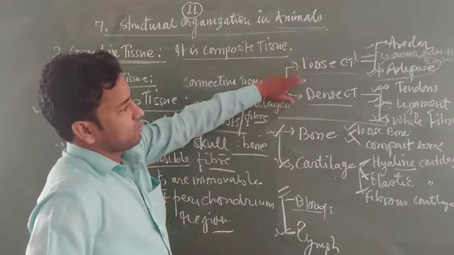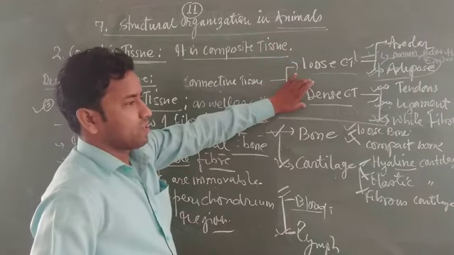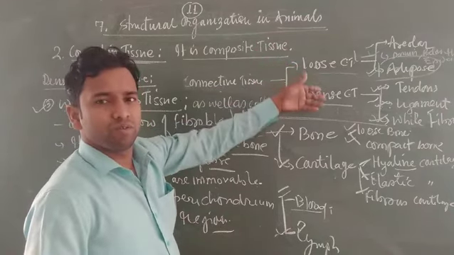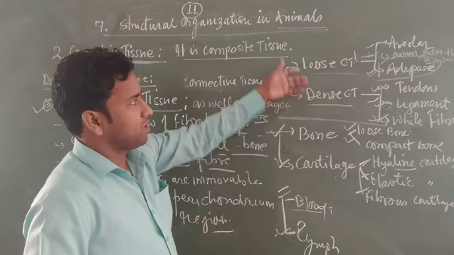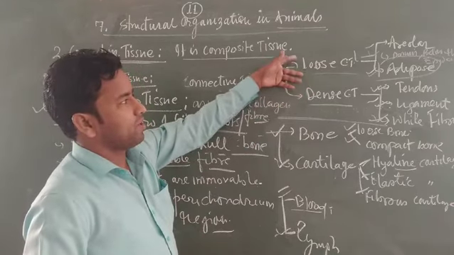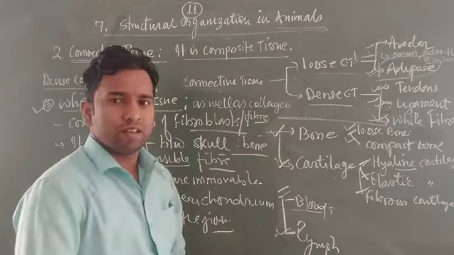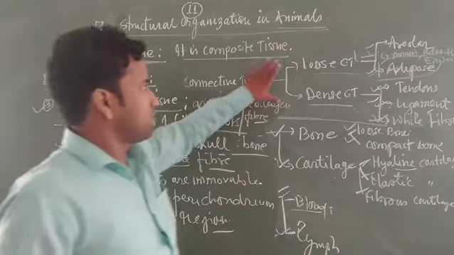Okay, so in this one the fibers are predominant over the matrix as well as the cells, but in loose connective tissue the cells are predominant over the matrix as well as the fibers. This is the basic difference between the two.